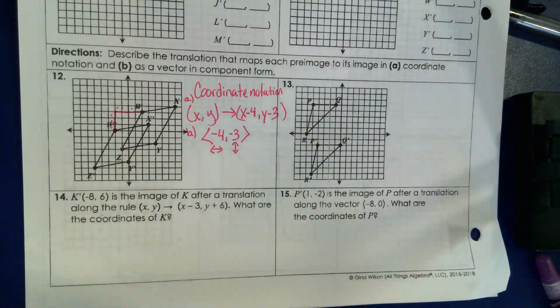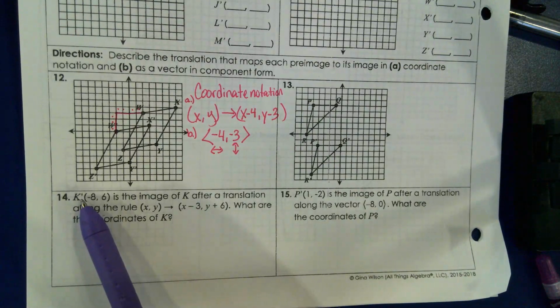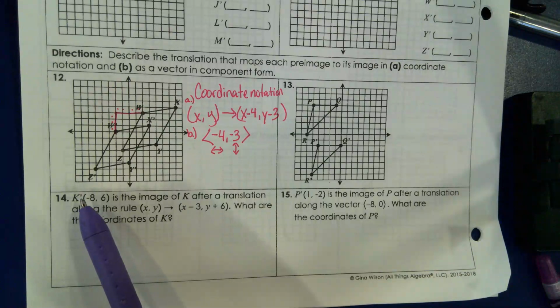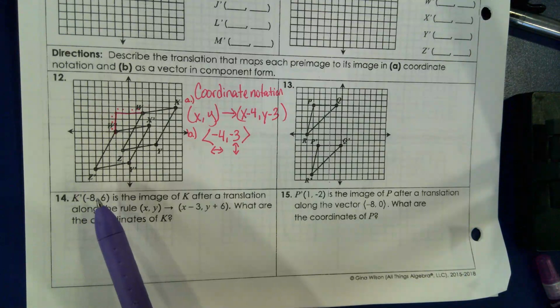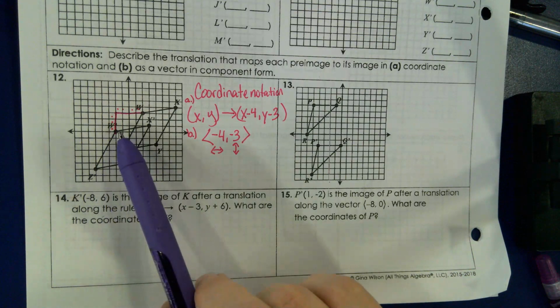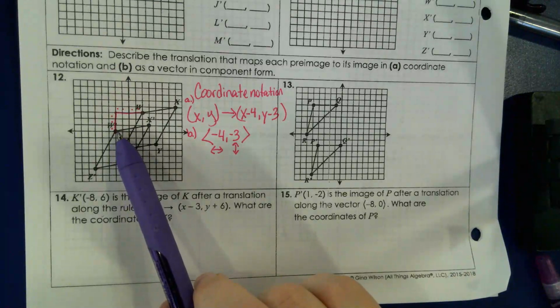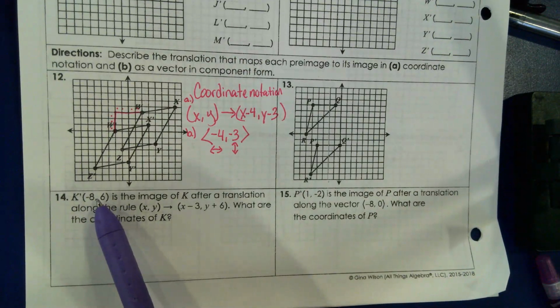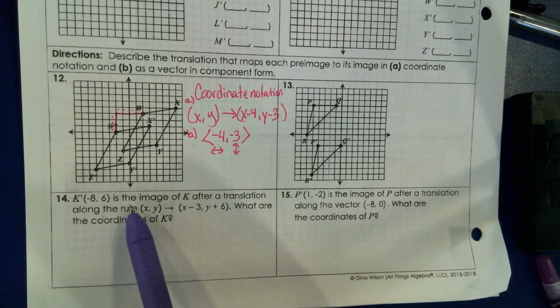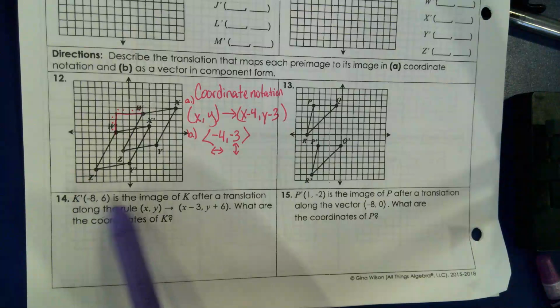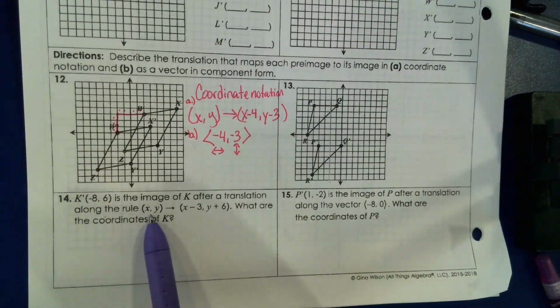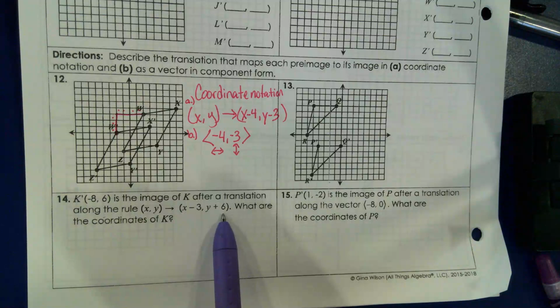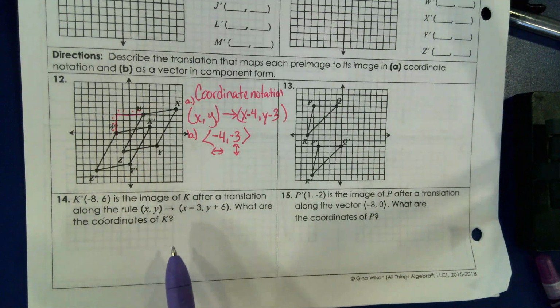On number 14, you'll notice that we have K prime, meaning this is our image. So this is where it ended after the translation. And they've given us the point of where, so for example, this would be the image after it's been translated, after it's been moved. So after it was already moved, we landed on -8, 6. This is the image of K after a translation rule of subtract 3 and add 6. What are the coordinates of K?